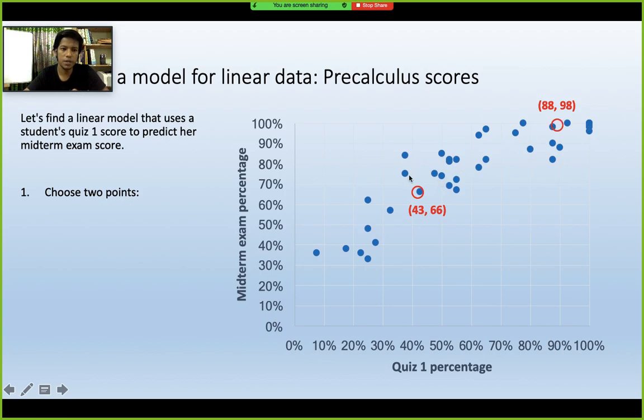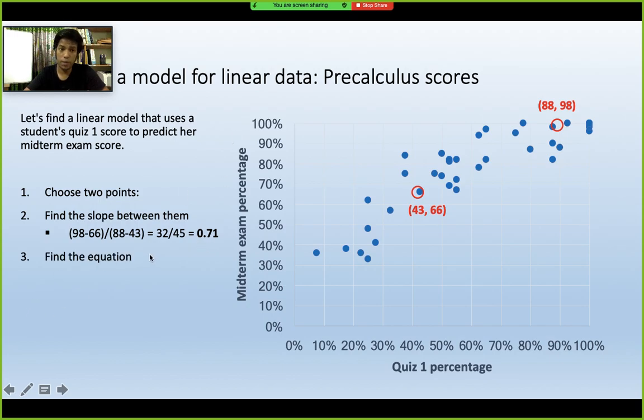Approximately, it is correct. So what is the first task? The first task is to choose 2 points which will represent your data, or which will be on the best fit line, and it should be more or less accurate. Then find the slope between these 2 points. Then the slope is here.